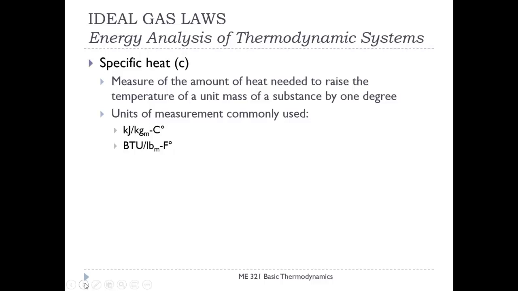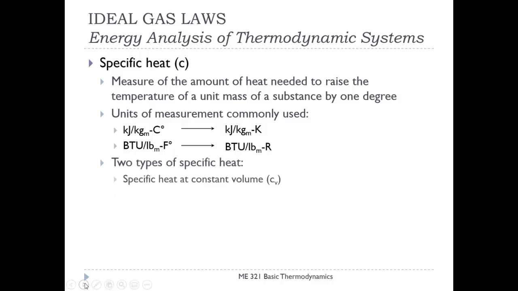The unit of specific heat is kilojoules per kilogram mass Celsius degree or BTU per pound mass Fahrenheit degree. Please take note that we use Celsius degree and Fahrenheit degree. This is because we need to use a change in temperature in the substance when we are computing for its specific heat. This is also the reason why we can interchangeably use the unit kilojoules per kilogram mass Kelvin and BTU per pound mass Rankine as the units for specific heat.